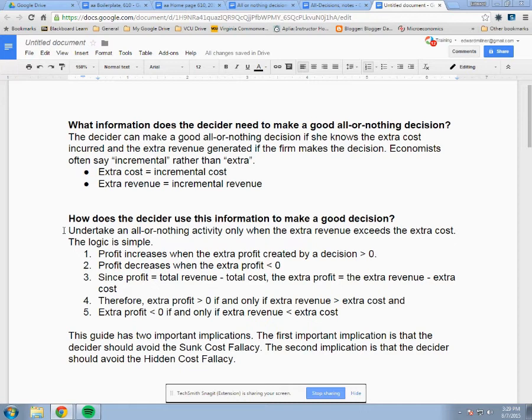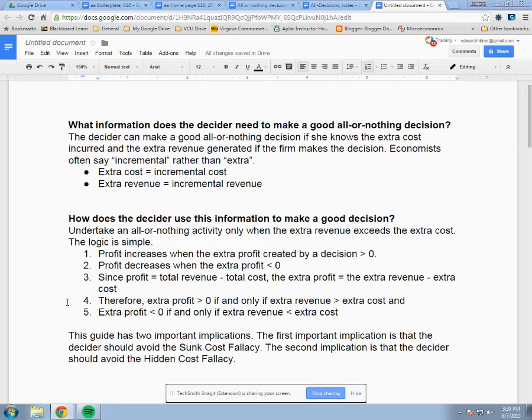Undertake an all or nothing activity only when the extra revenue exceeds the extra cost. The logic is simple. Profit increases when the extra profit created by a decision is greater than zero, and profit decreases when the extra profit is negative. Since profit is the difference between total revenue and total cost, extra profit is the difference between the extra revenue and the extra cost. This means the extra profit is greater than zero if and only if the extra revenue is greater than the extra cost, and that extra profit is negative if and only if the extra revenue is less than the extra cost.